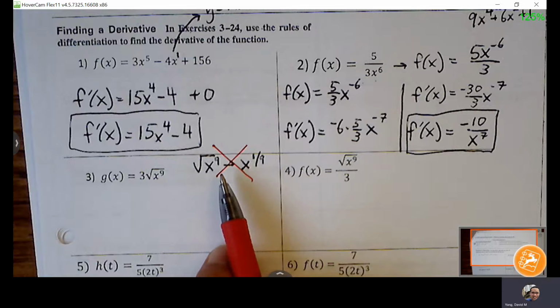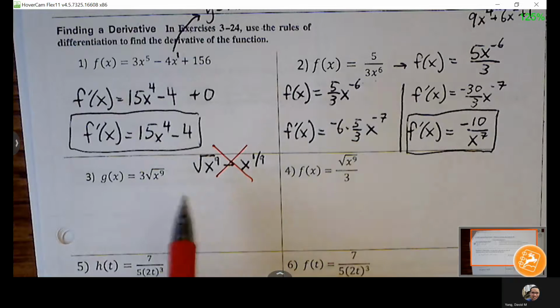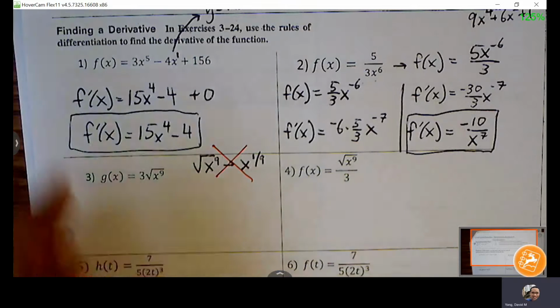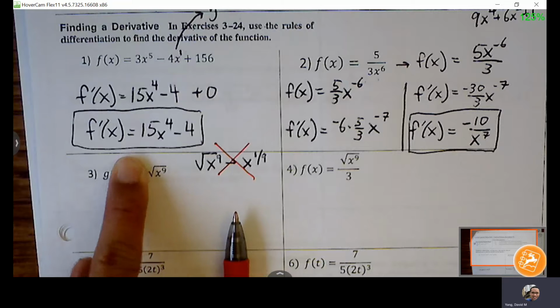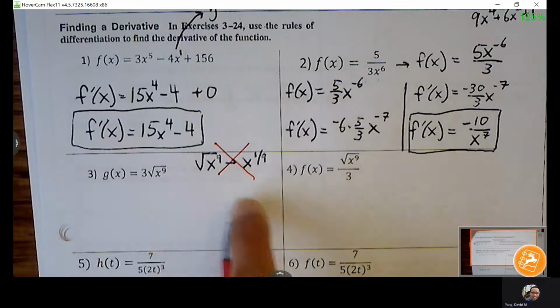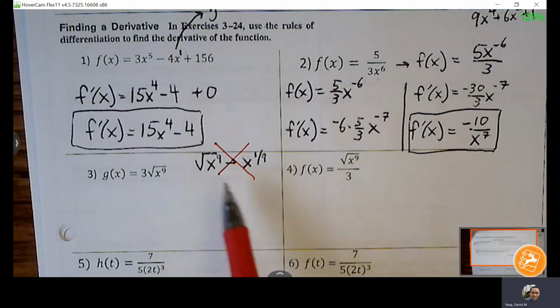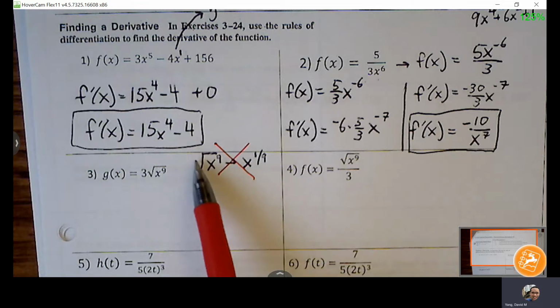9 over, not 9 over 3, 9 over, now, okay, so the 3 is the coefficient, so don't worry about the 3 yet. We're just going to worry about that square root of x to the 9th. Not 9 over 1. Good. Right, so I think that's the troublesome thing, that we forget square root has a 2 there.